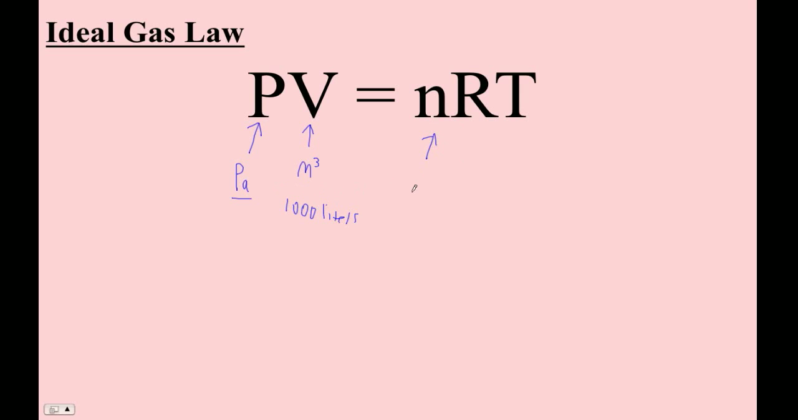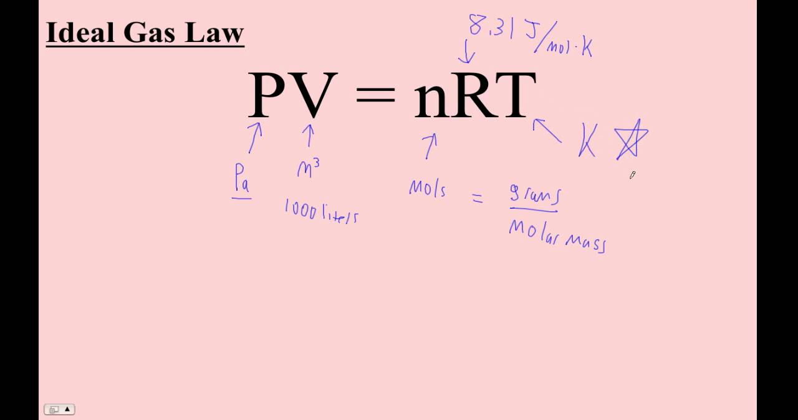This is still going to be moles, right? And a mole is equal to grams divided by the molar mass, right? Okay. R is 8.31, okay? And that's joules per mole Kelvin. And why it's joules per mole Kelvin we'll look at here in a sec. And then, of course, this is temperature, and that must be kelvins, okay? That's like the biggest thing there, right?